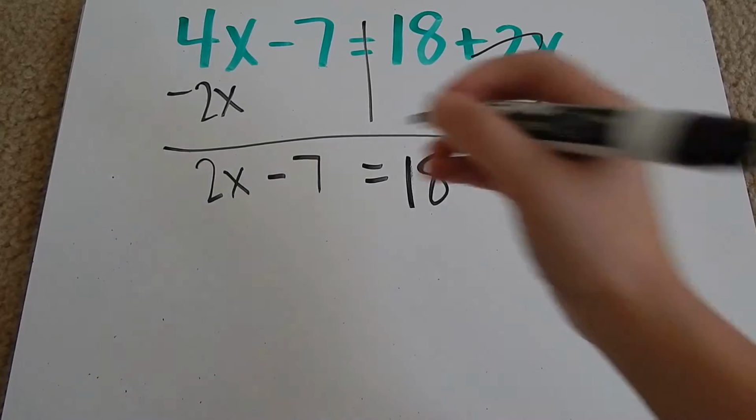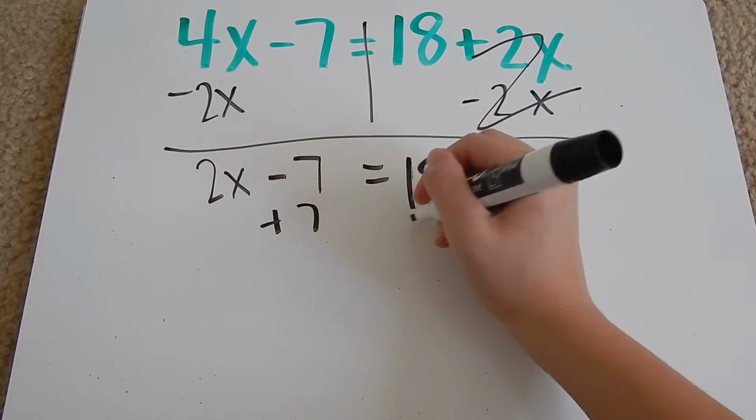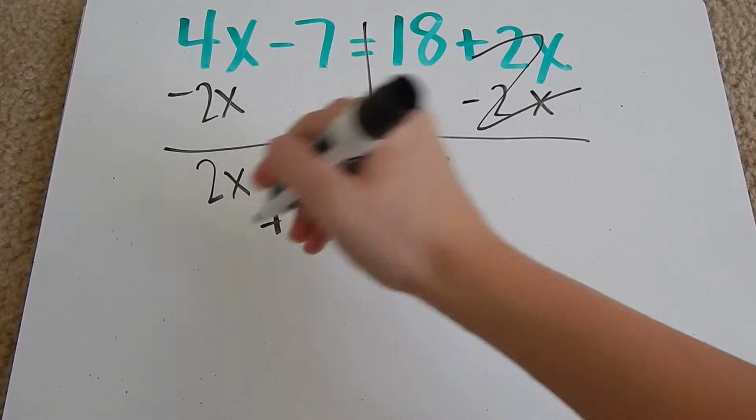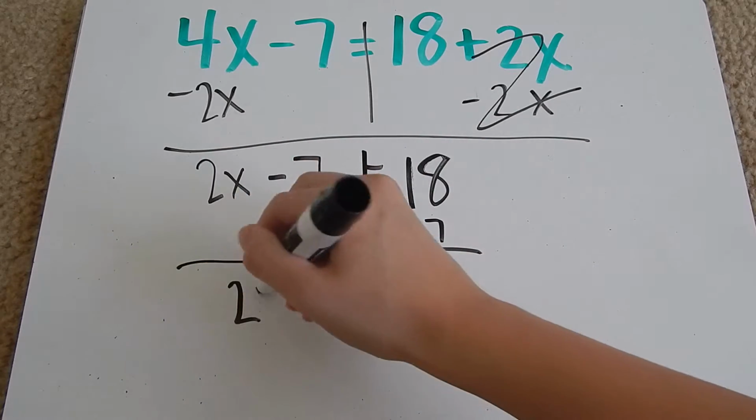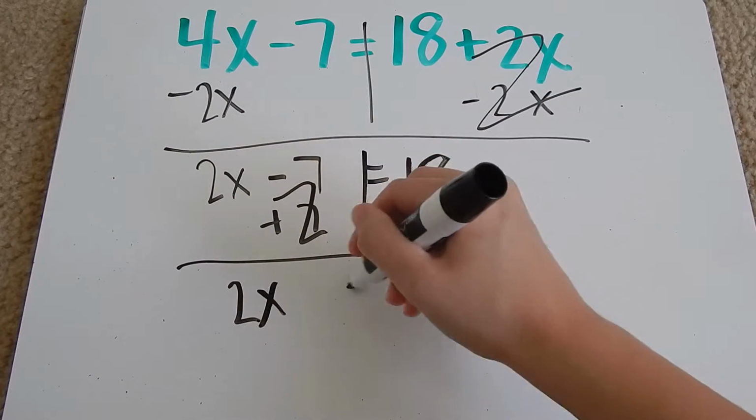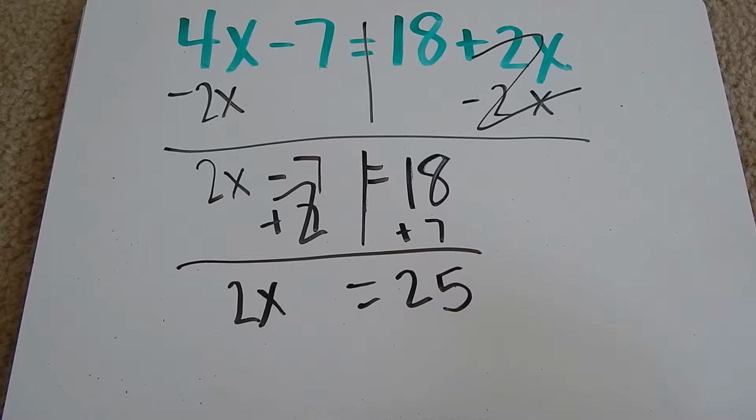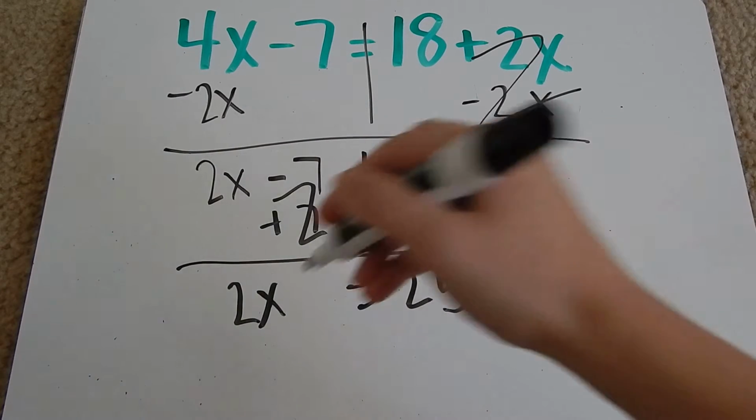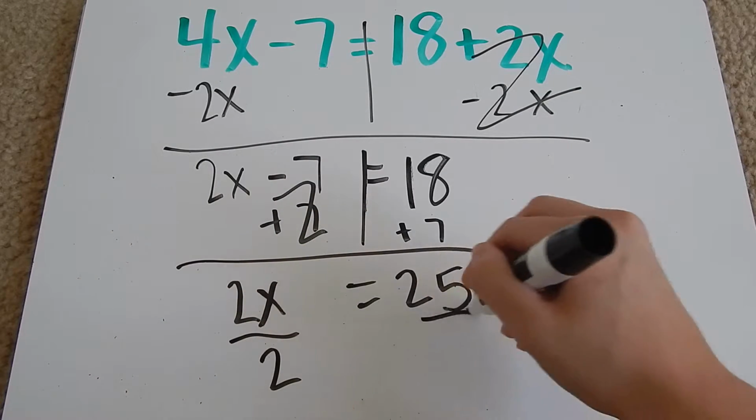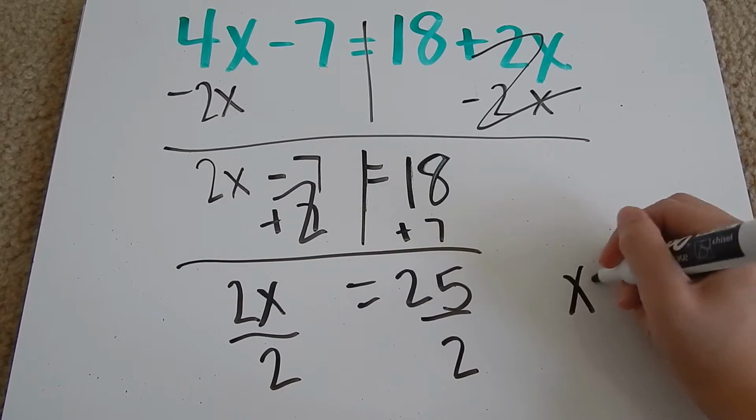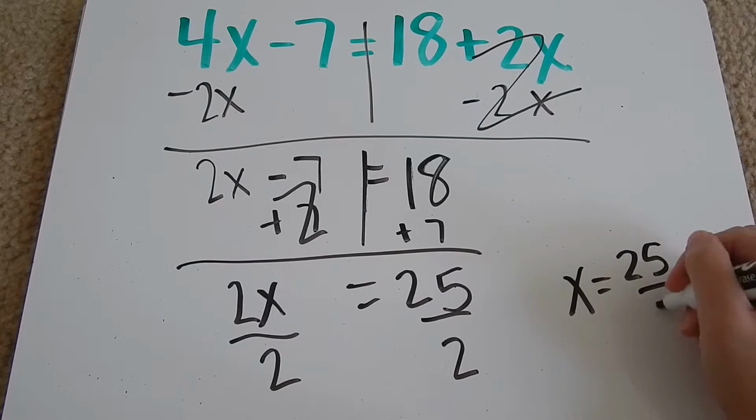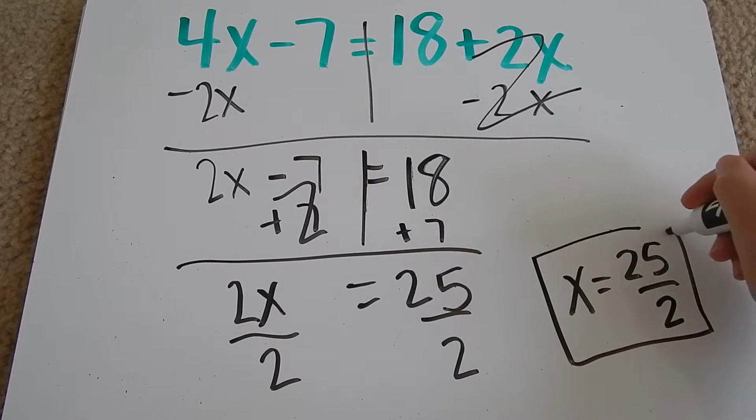So my next step will be to add 7 to both sides. The 7s are going to zero out, so I get 2x equals 25. And then get x by itself by dividing both sides by 2. So my answer is x equals 25 over 2. We're just going to leave it as that fraction there.